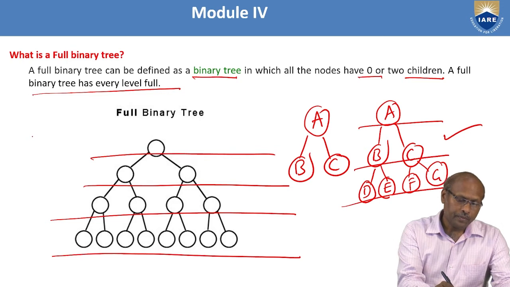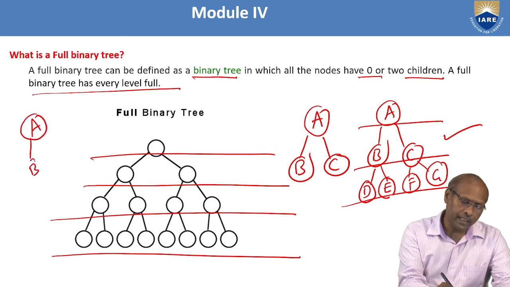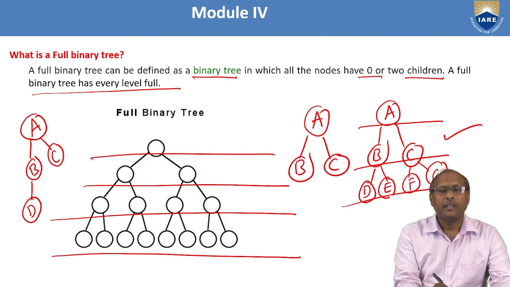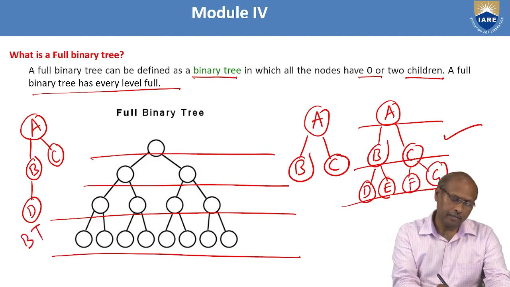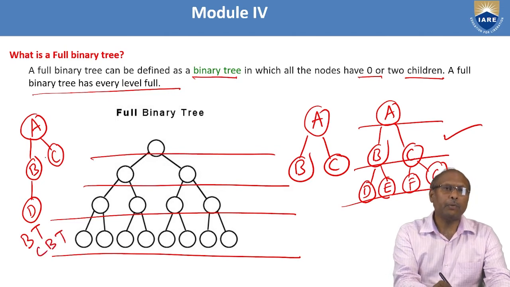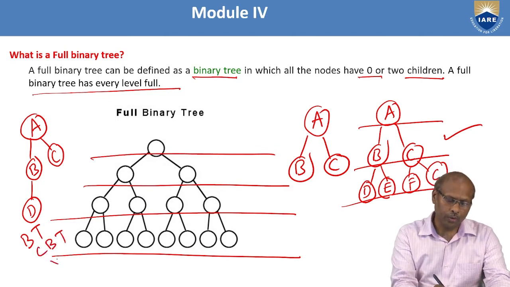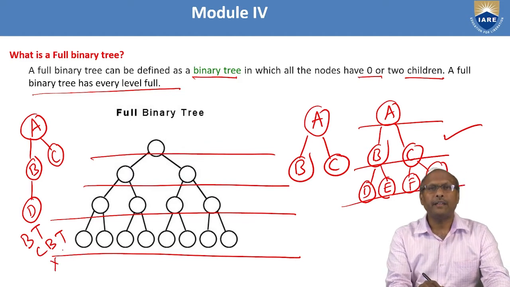And remember, they may ask another question also. A, B, C, and D. Is it a binary tree? Yes, it is a binary tree. Is it a complete binary tree? Yes, it is a complete binary tree. Is it a full binary tree? No, not a full binary tree.